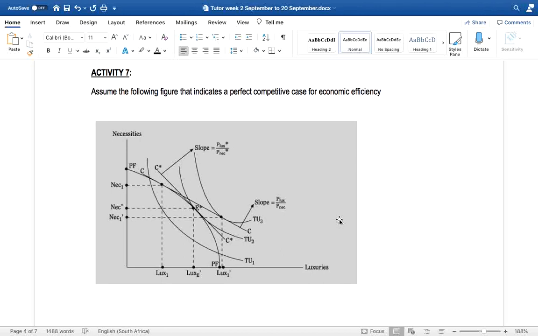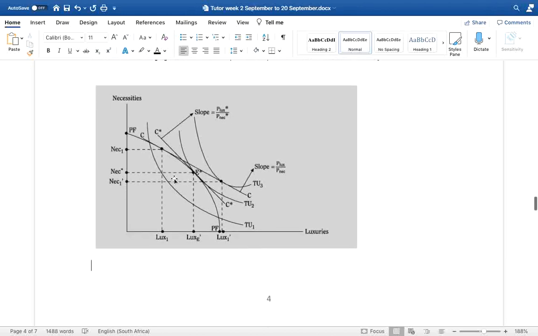Hi everyone, I'll be doing activity 7 and activity 8 with you guys. Assume the following figure that indicates a perfect competitive case for economic efficiency. You're given the figure below. You've got necessities on your vertical axis, luxuries on your horizontal axis, your production frontier curve, the different indifference curves, individual utility curves, and your budget constraint lines, CC there, the original budget constraint line.